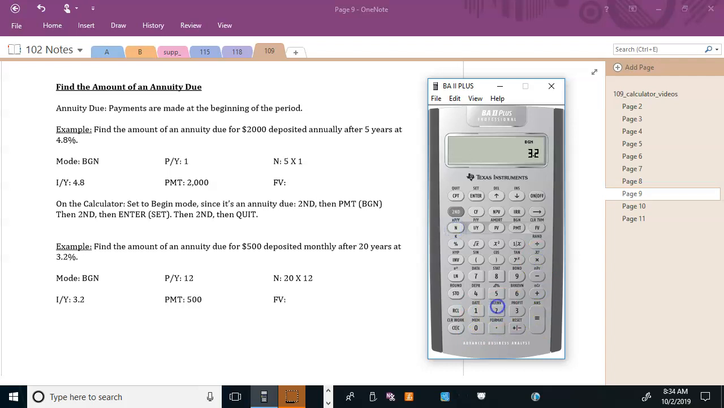My interest rate is 3.2, and I'm paying $500. So let's save that as my payments, and then compute future value. I get $168,234.83, rounding up to 83 cents. Again, I'm ignoring that negative sign. So again, annuity due, make sure you're in begin mode. For every other problem, we should not be in begin mode. We should be in end mode.